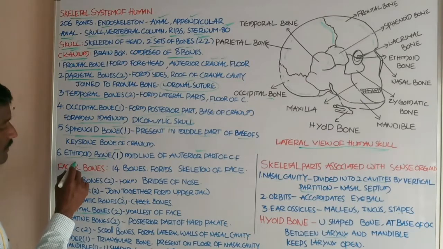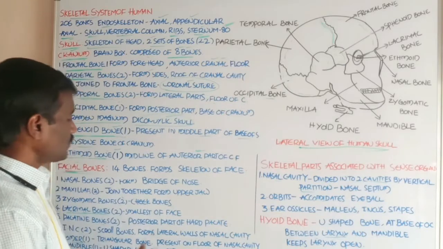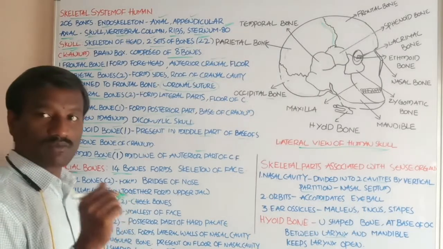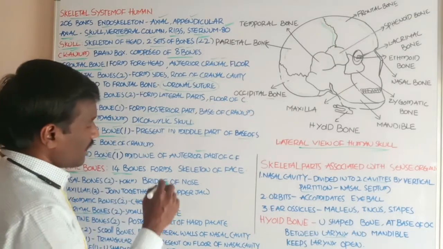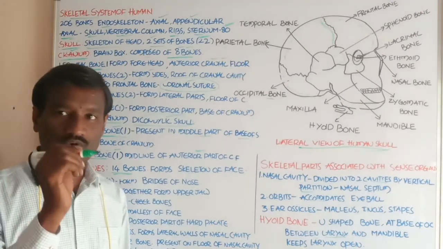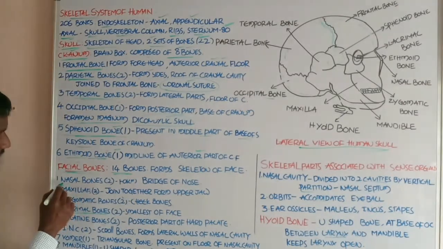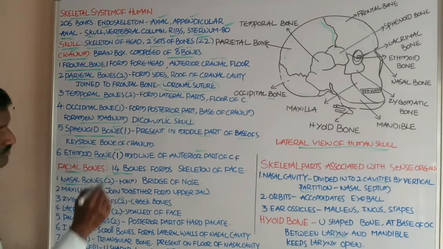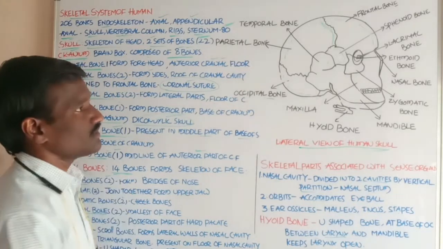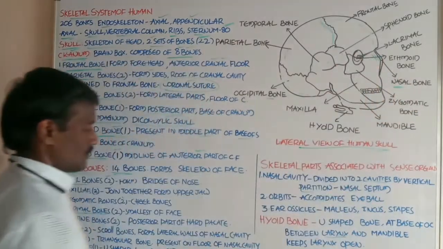And next, the facial bones present at the facial region. Facial bones are 14 in number, and they form the skeleton of the face. See, the first one is the nasal bones. Nasal bones are 2 in number and form the bridge of the nose.